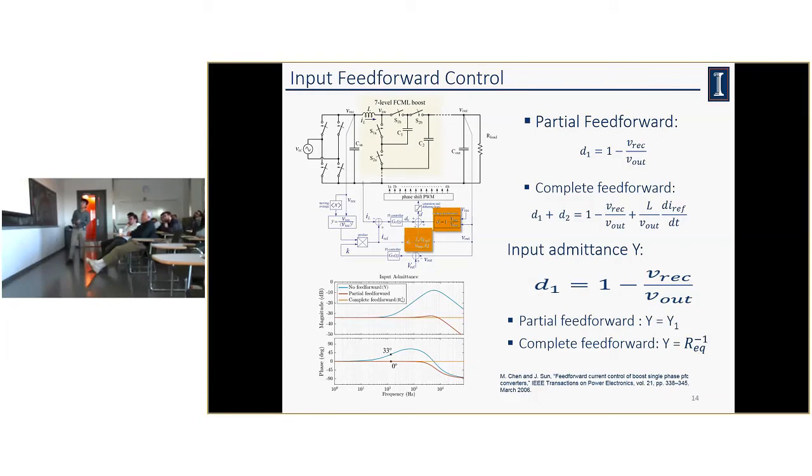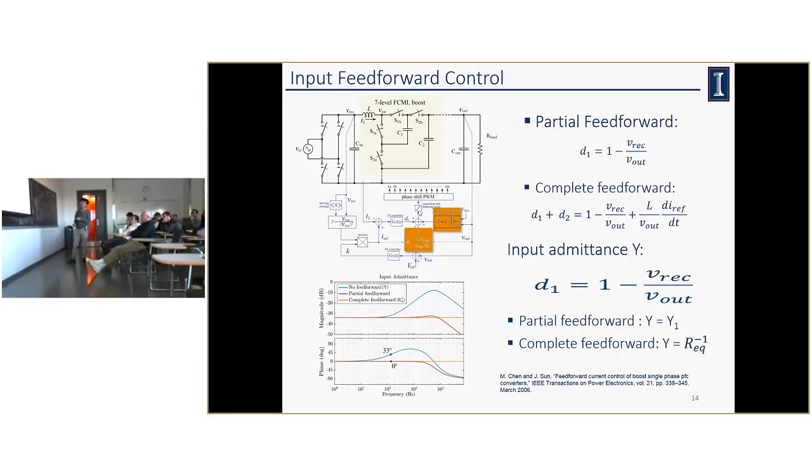So this is the paper that talks about the feedforward current loop control, and so we can see that with no feedforward, the phase at 120 hertz will be positive, and at partial feedforward, the phase will be distorted at higher frequencies. But at 120 hertz, it is still a zero phase impedance. And with complete feedforward, we can completely cancel the disturbance both from the control and the input voltage, such that the impedance is always resistive.